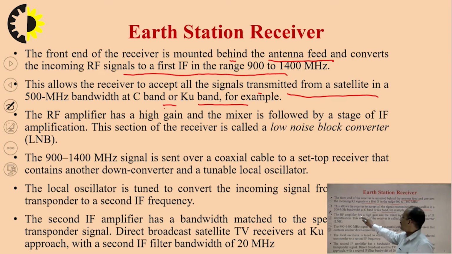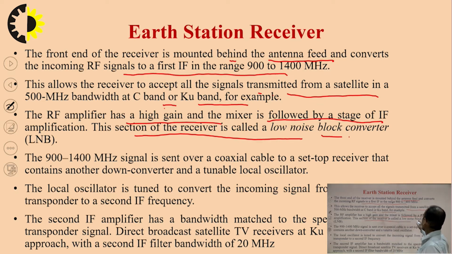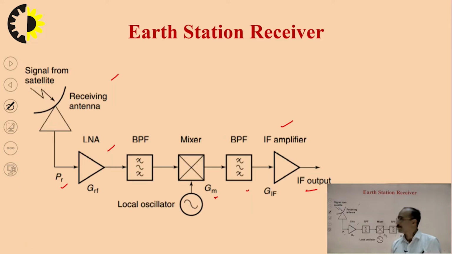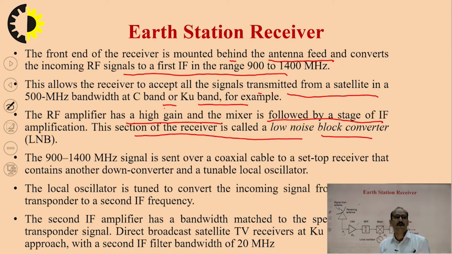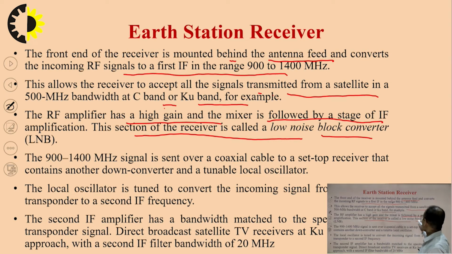Then the RF amplifier has a high gain and a mixer, followed by a stage of intermediate frequency amplification. This section of the receiver is called the low noise block converter. This complete block is known as the low noise block converter. The low noise amplifier is just amplifying, whereas this part is down converting the frequency to the intermediate frequency. That's why, combined, it is known as the low noise block converter.